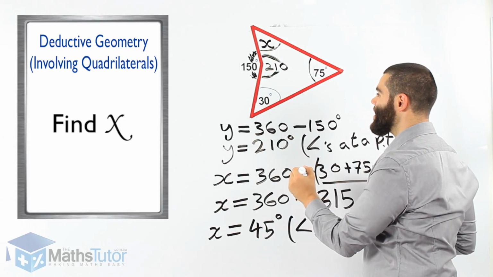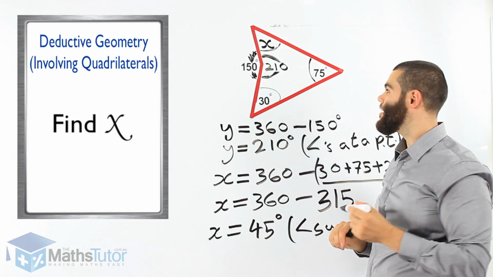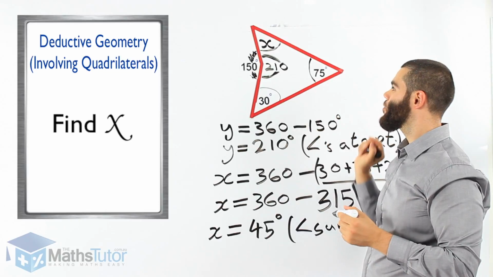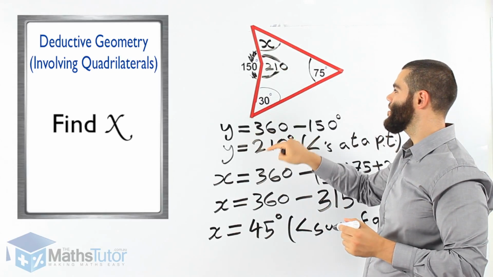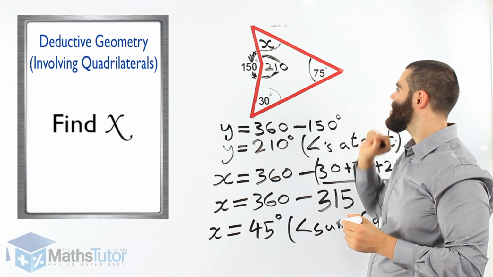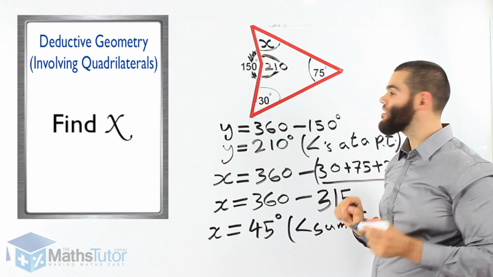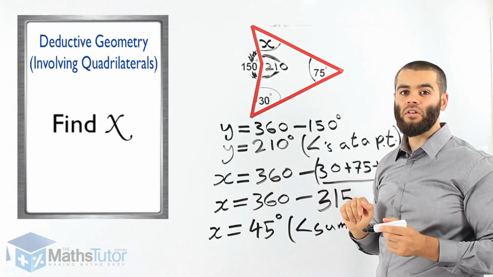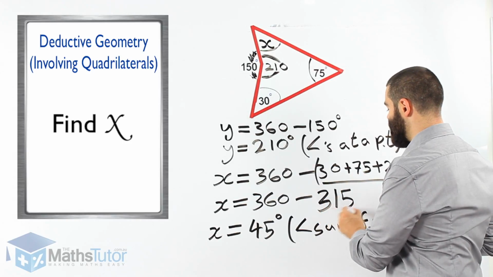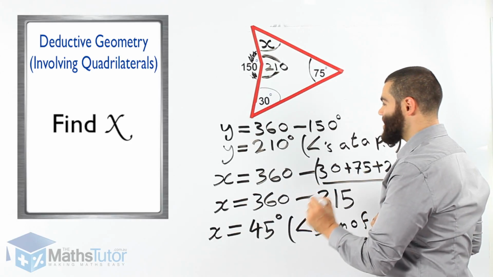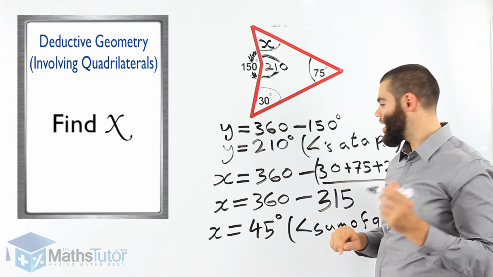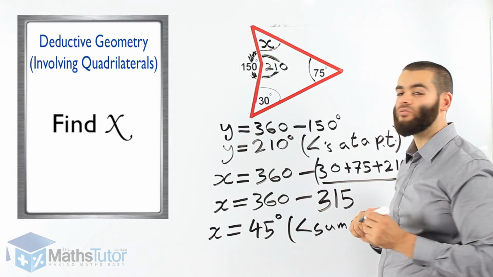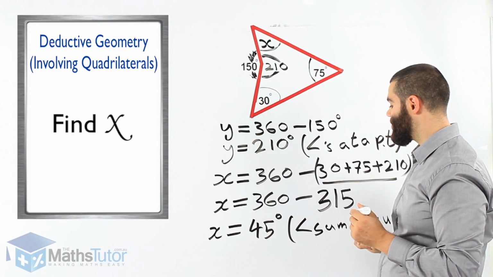We got 210, and then we realized, easy now, the four-sided figure, the quadrilateral, take away 210, take away 30, and take away 75. So 360, take away 210, take away the 30, and take away 75. We got 315. X is going to be the leftover angle. 360, take away 315. X is going to be 45 degrees.